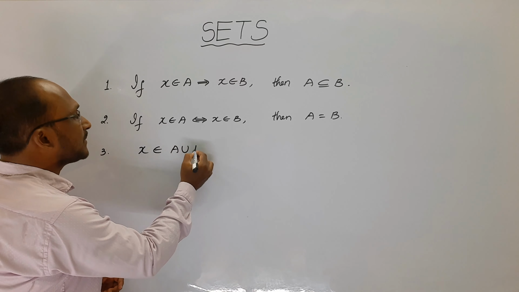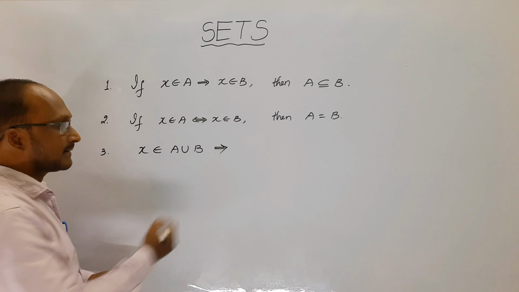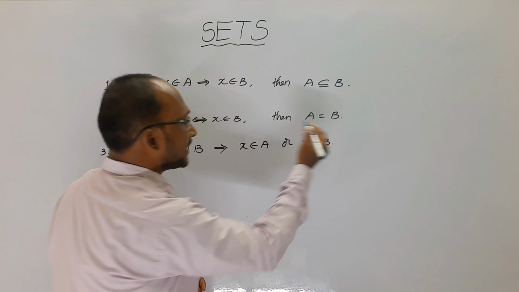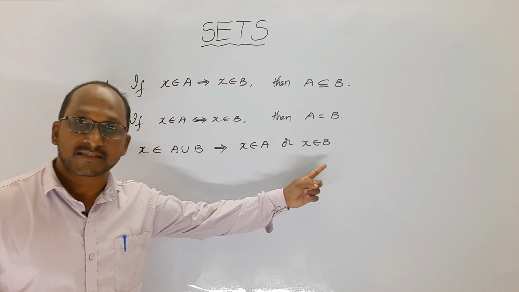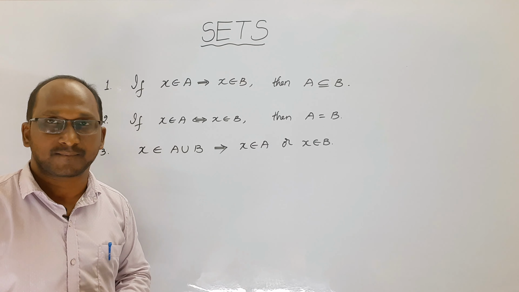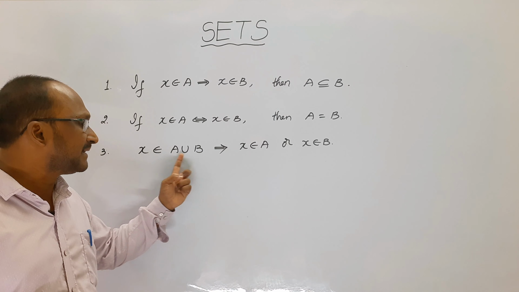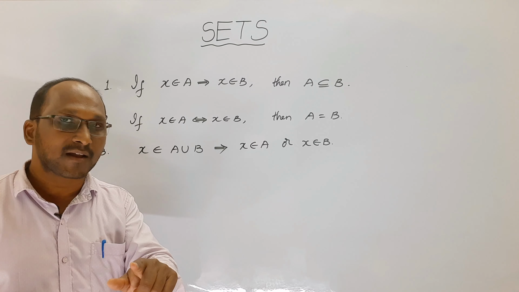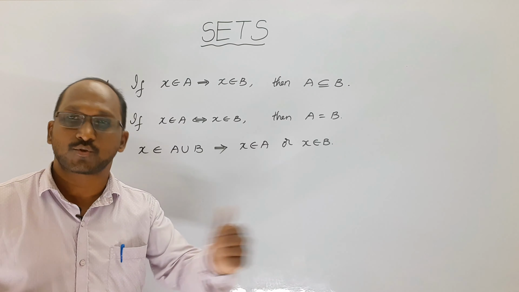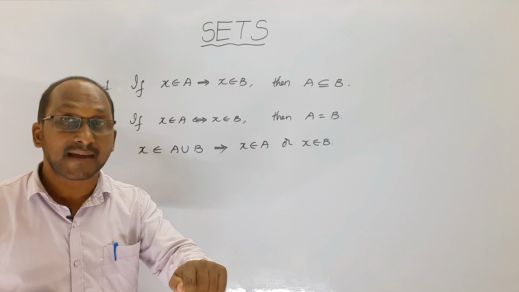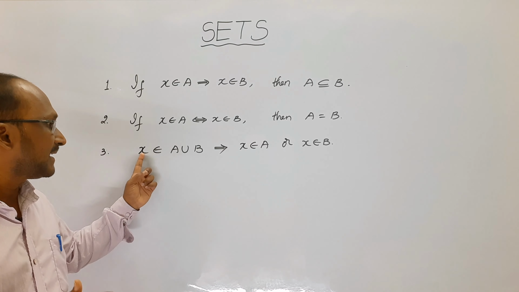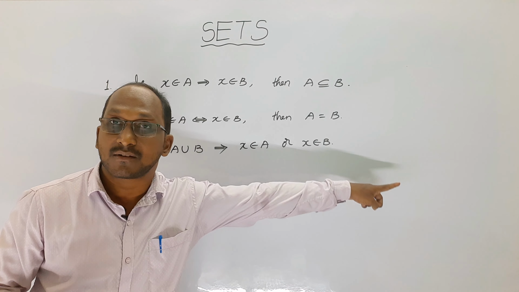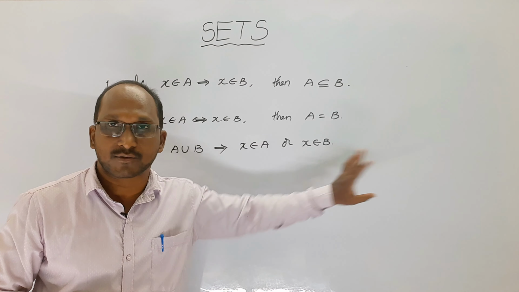x belongs to A union B implies x belongs to A or x belongs to B. This point we discussed at the time of union of two sets. So if any element is in the union of these two sets A and B, we can say that that element belongs to either A or to B, or it may belong to both the sets. That's why x belongs to A union B means x belongs to A or x belongs to B or x belongs to both. Of course here we need not write x belongs to both.